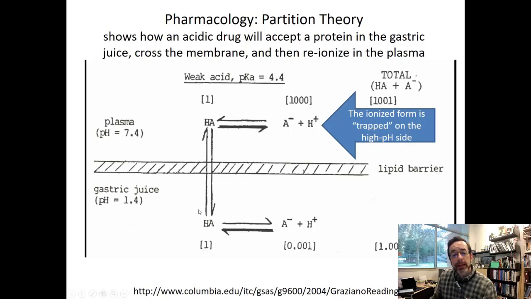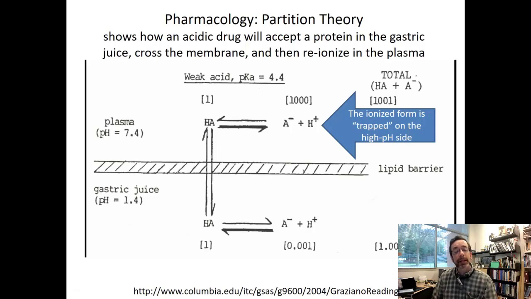The HA will be in a 1,000 to 1 ratio, that is, 1 to 0.001, so it ends up being 1,000 times more protonated in the stomach. Of course, because it's acidic, when it's protonated, it becomes neutral, and it's able to pass through the lipid barrier into the plasma. This is greatly simplified, but it shows you how the pH could work.